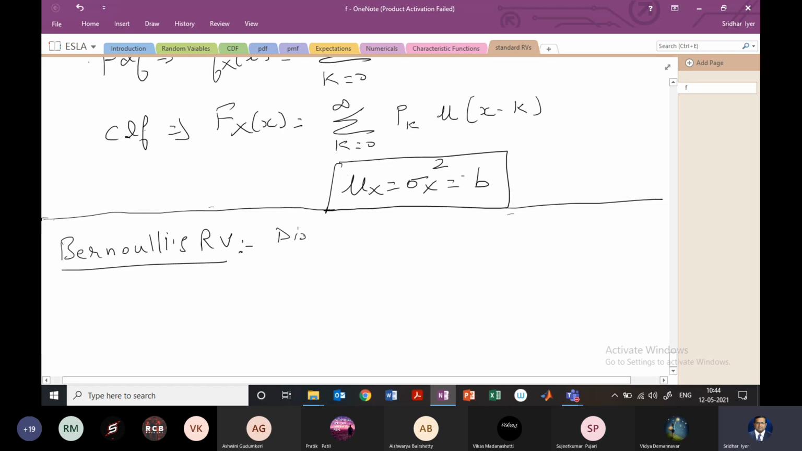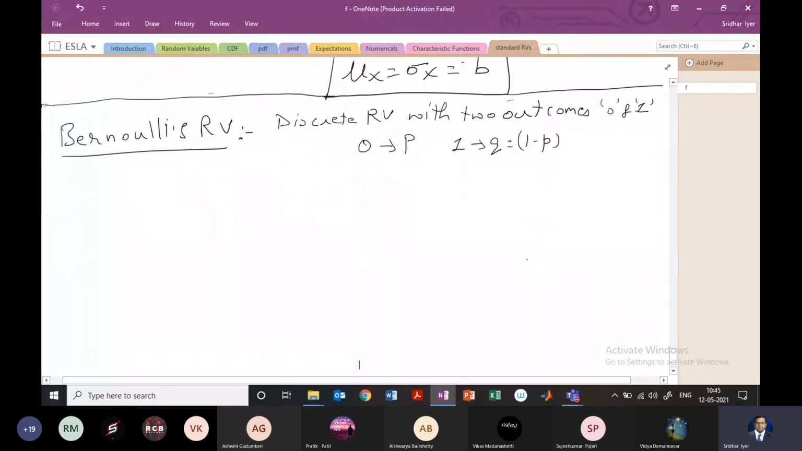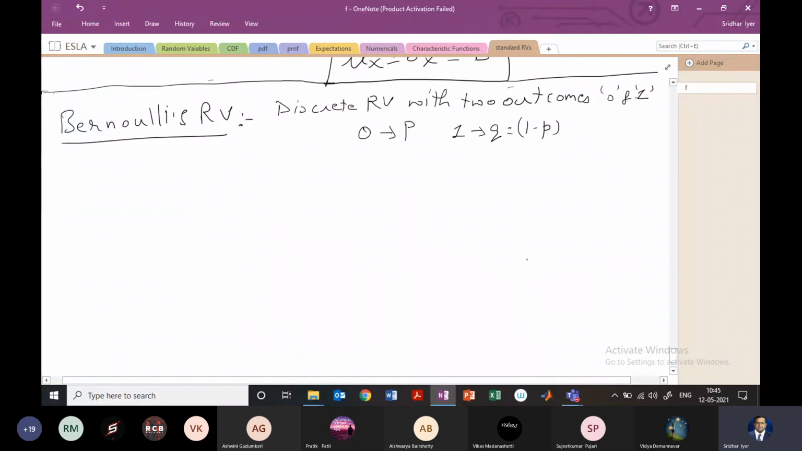It's a discrete random variable with two outcomes, and the two outcomes are 0 and 1. And the probabilities that 0 and 1 have: 0 has the probability of p, and 1 has the probability of q, which is 1 minus p. So that's how we find heads or a tail. If the heads probability is 0.5, then the tails probability is also 0.5, 1 minus 0.5, right?